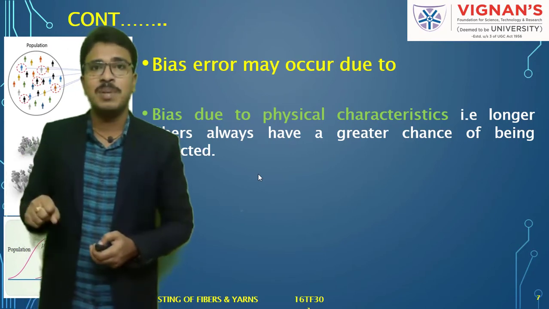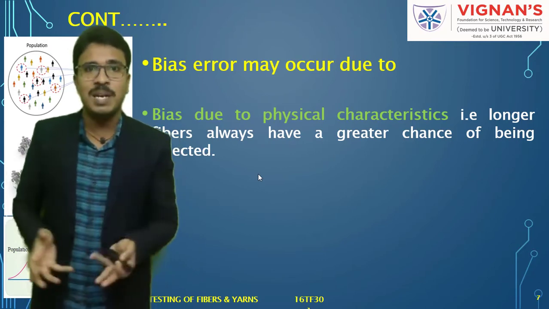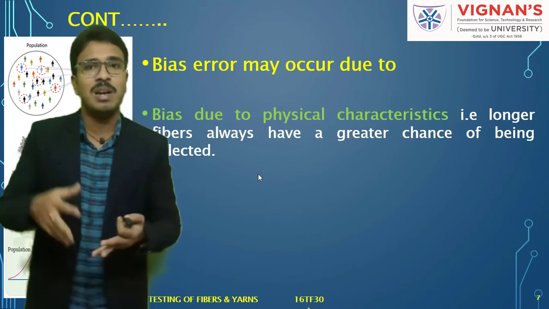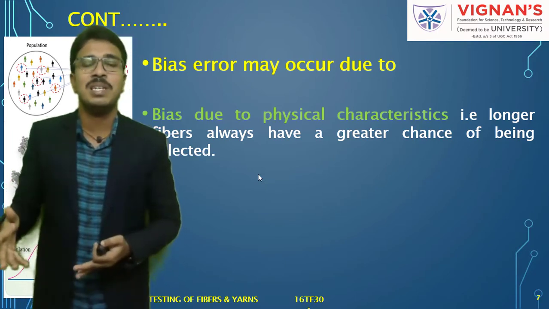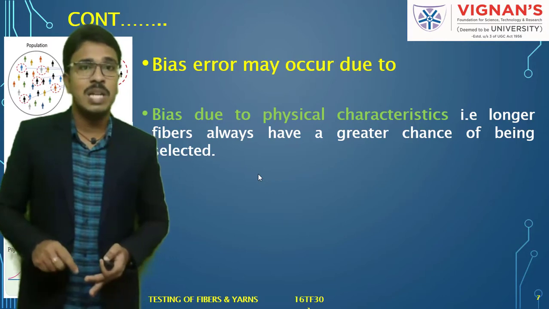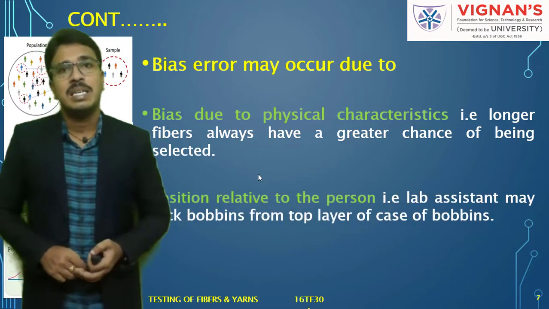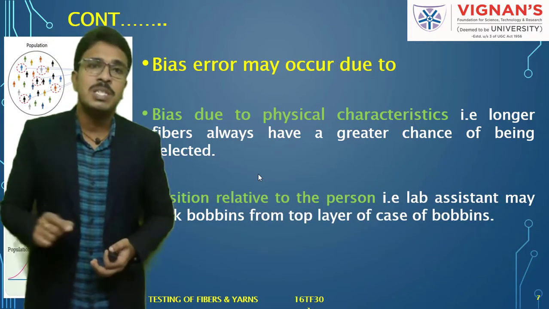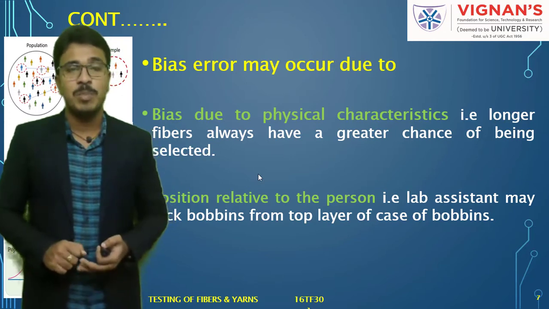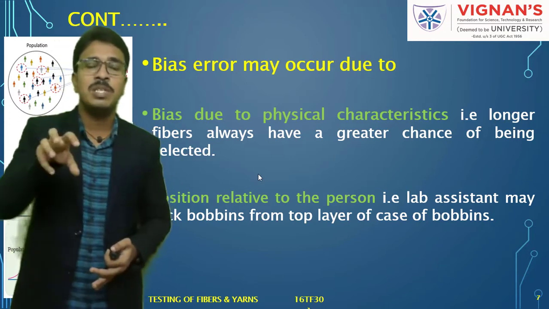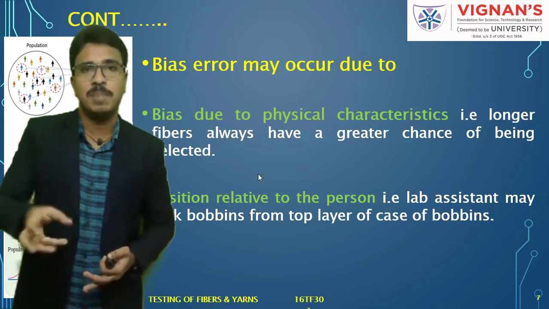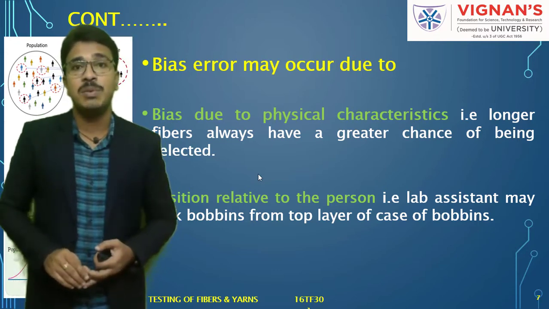So from the sample, if all the fibers or most of the fibers are longer, the sample cannot represent the entire bulk. So that should be avoided. And the second one is position relative to the person. That means the position of samples relative to the person.